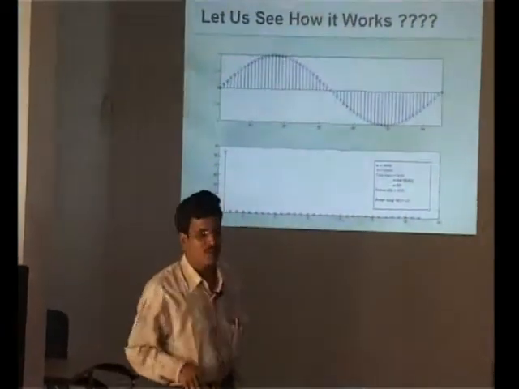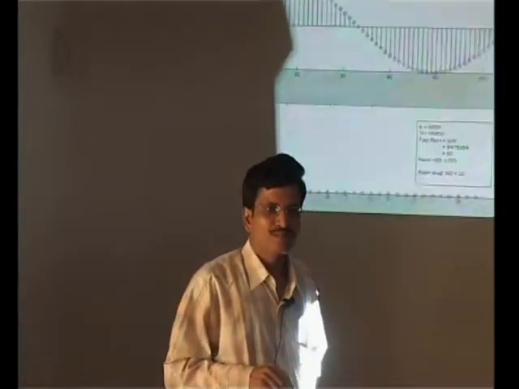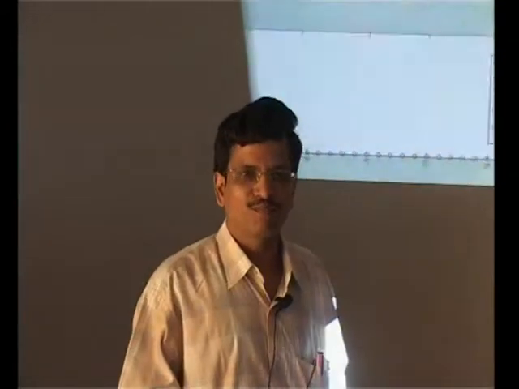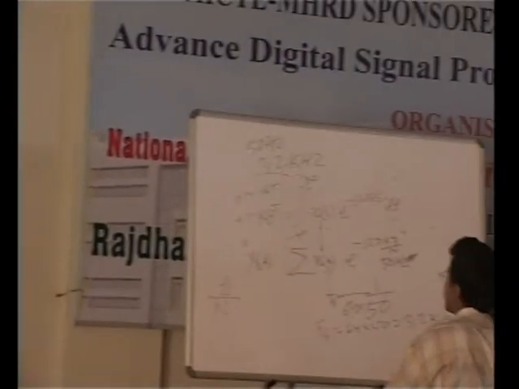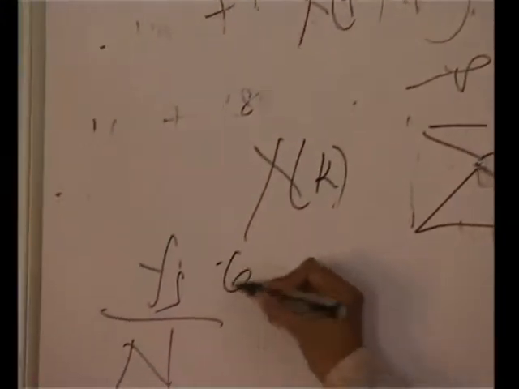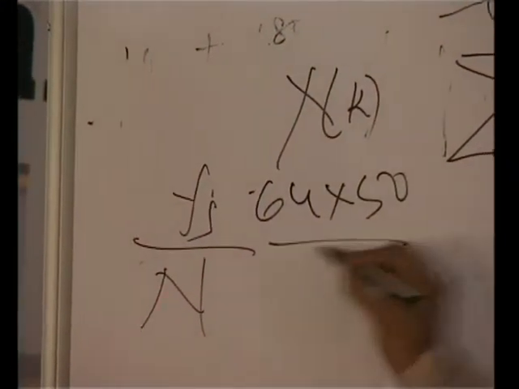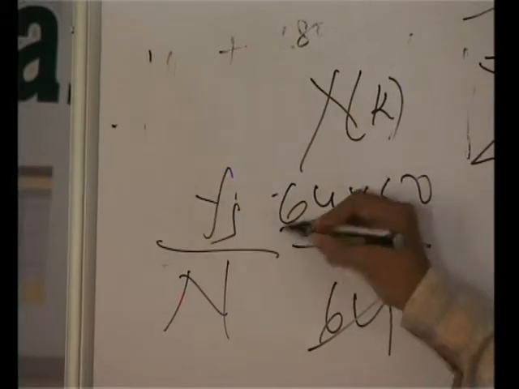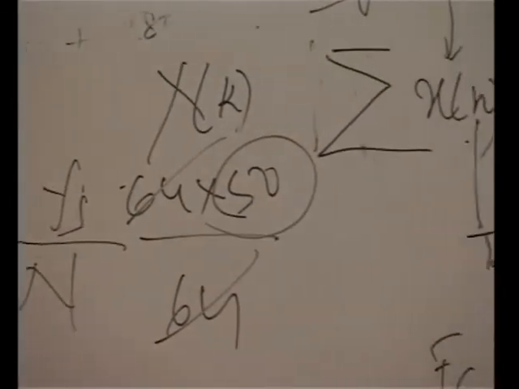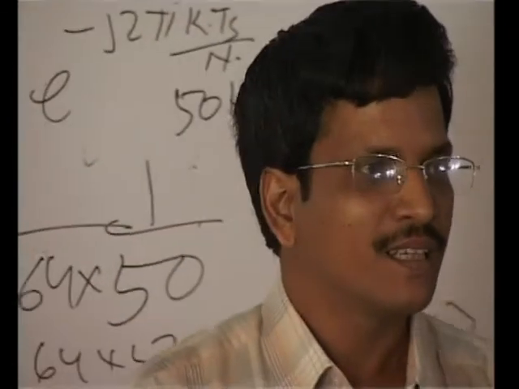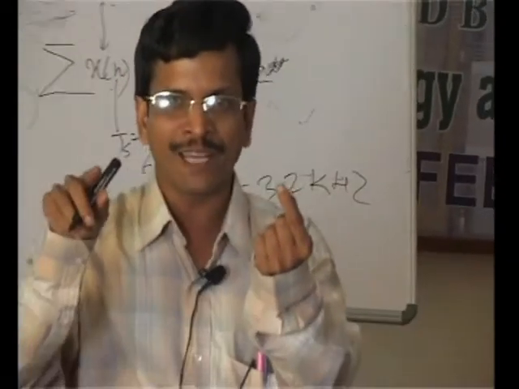What is the sampling frequency you have chosen? 64 into 50. How many points are you taking in the analyzing window? 64. So the frequency resolution is fs divided by the number of points. So what is your fs? 64 into 50, divided by the number of points, 64. So your frequency resolution is 50. That indicates that k is a discrete domain.